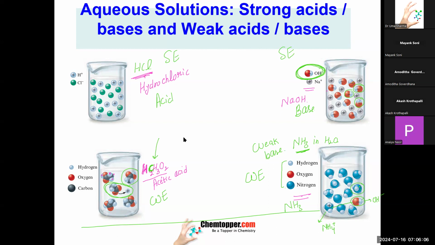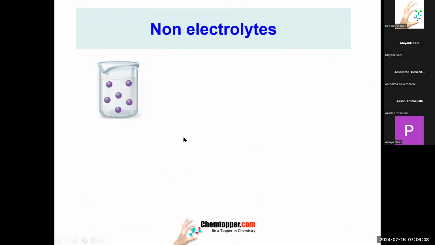Moving on, children. So what is a non-electrolyte? Which is not going to dissociate into ions. And who cannot dissociate into ions? Covalent molecules. Covalent molecules. CO2. Is it electrolyte or non-electrolyte? It's non-electrolyte. And they cannot conduct electricity because you don't have moving charge particles.